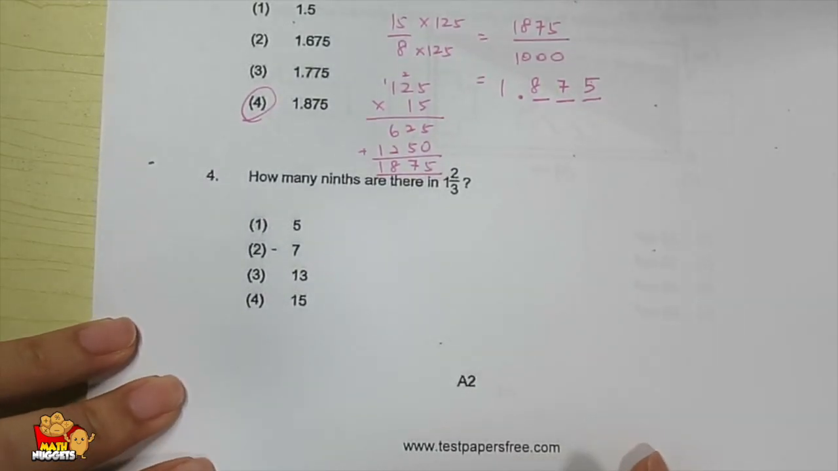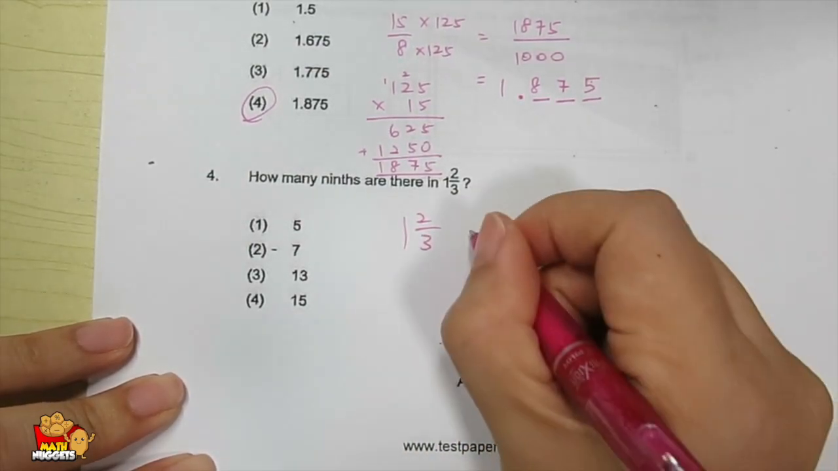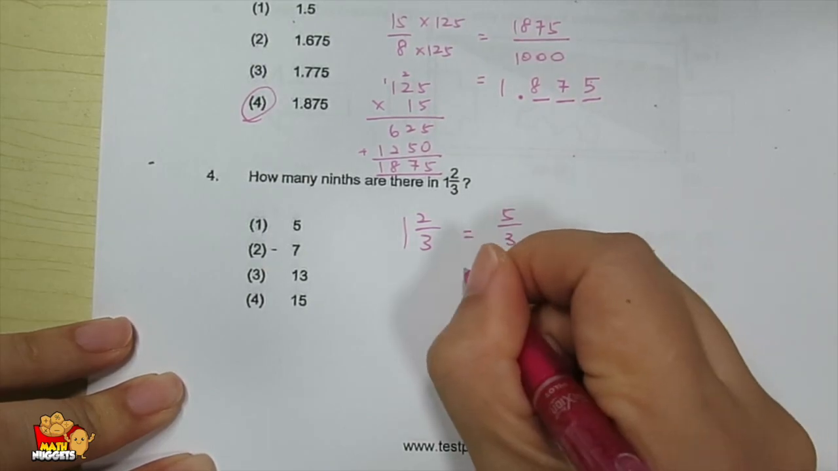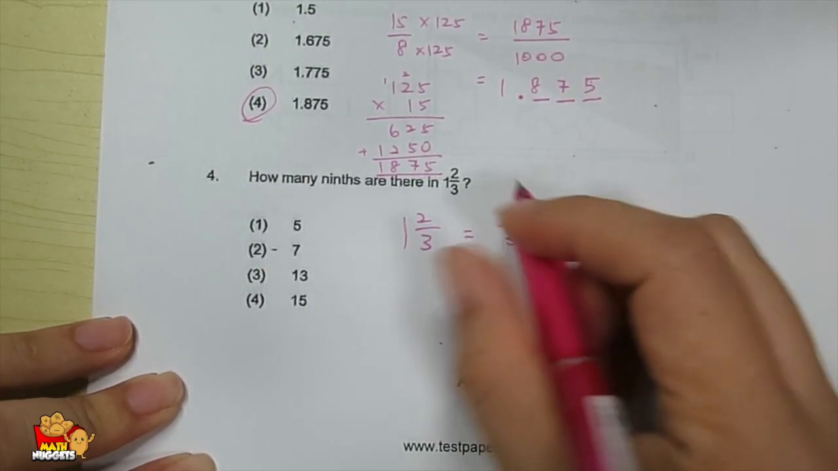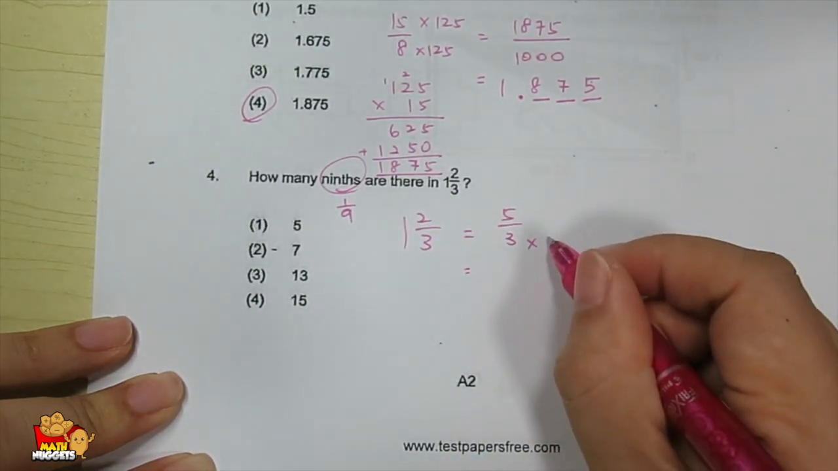Question 4, how many 9s are there in 1 2/3? So 1 2/3, I would like to change it to an improper fraction first. So this is 5 out of 3. Next, I will change the denominator to what they're looking for. They're looking for 9. So I'll change the denominator to 9.